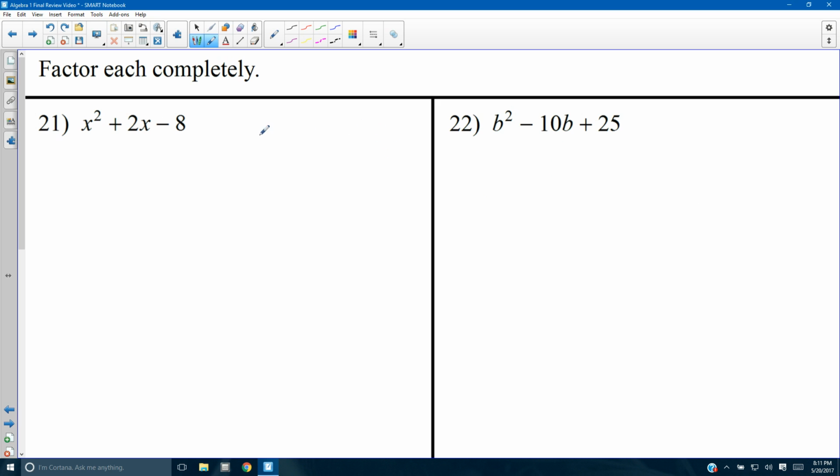Okay, factor each completely. Let's keep going. What two numbers multiply to negative 8 and add to positive 2? Well, there's 1 and 8 and 2 and 4. Negative product means one number positive, one negative. Positive sum means larger numbers positive. Let's try 8 minus 1. No, that's 7. 4 minus 2. Ooh, that's 2. Hey, it works.